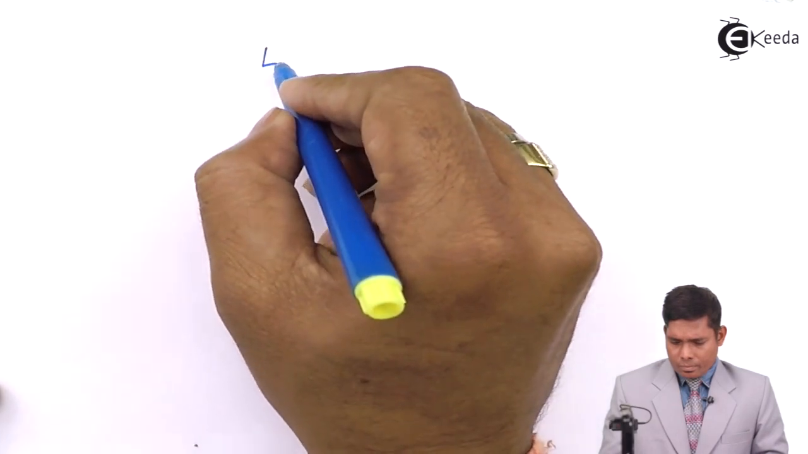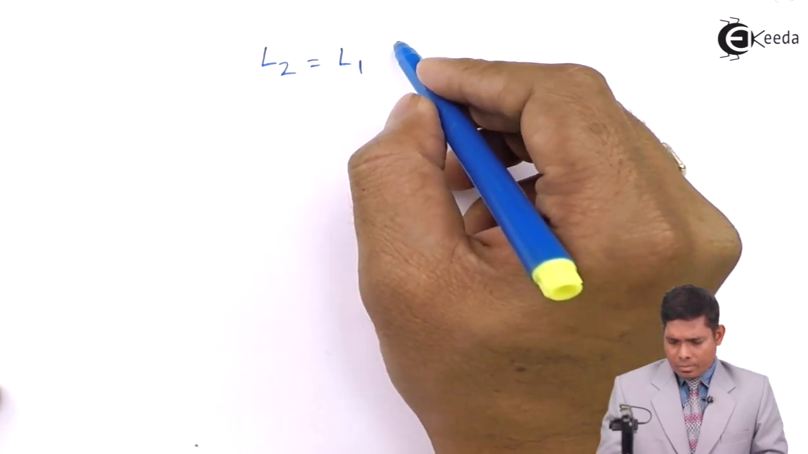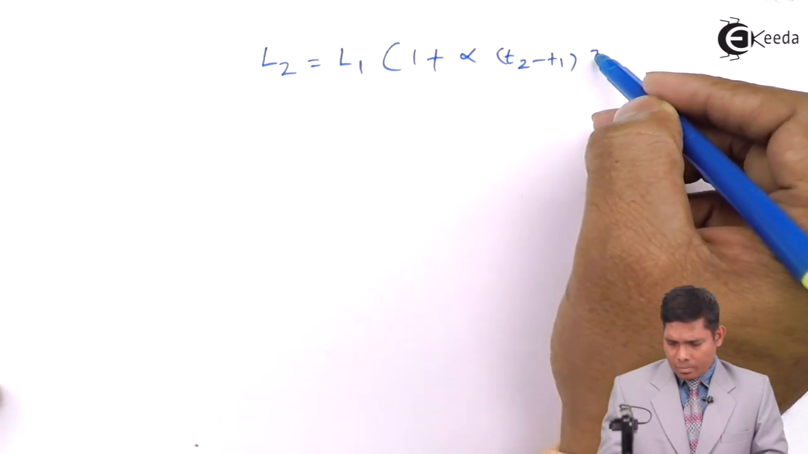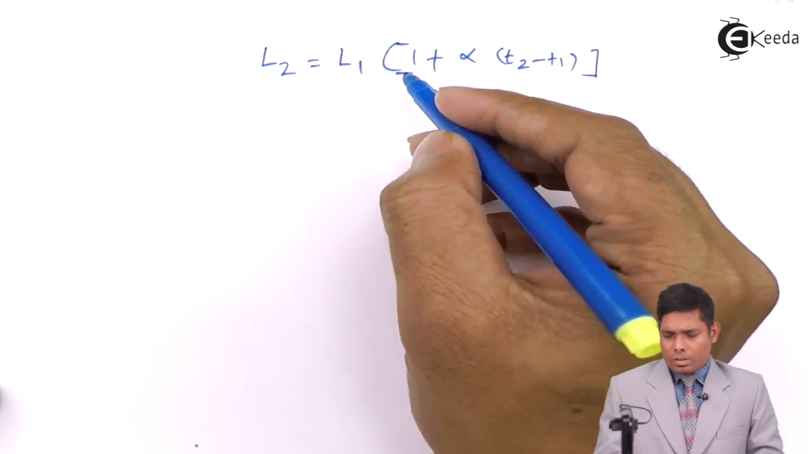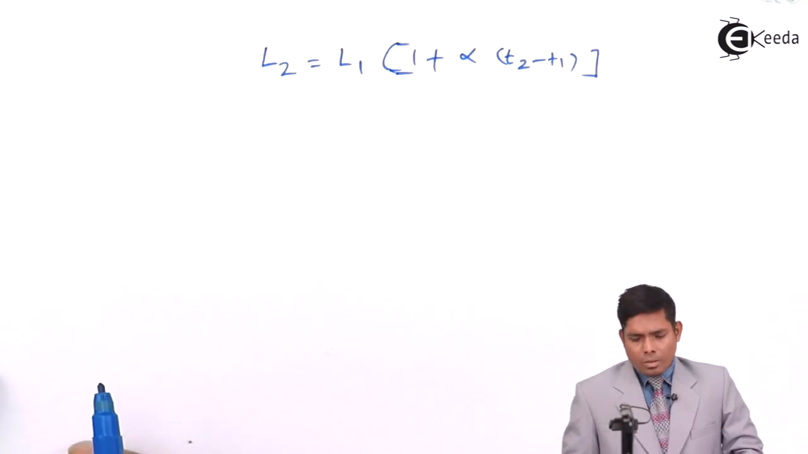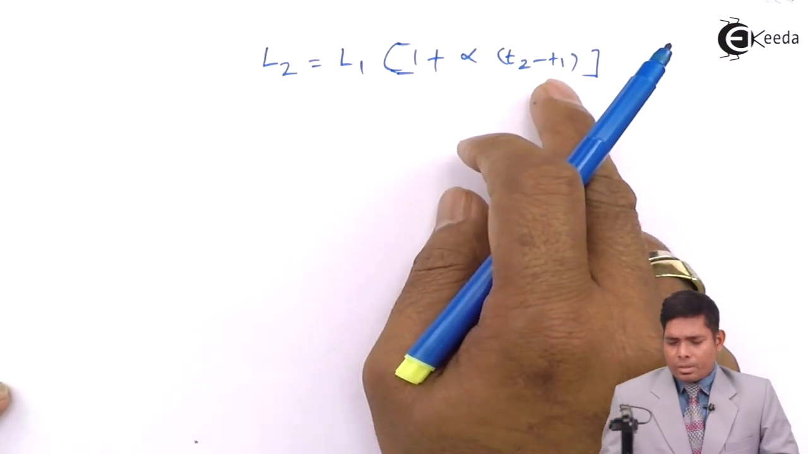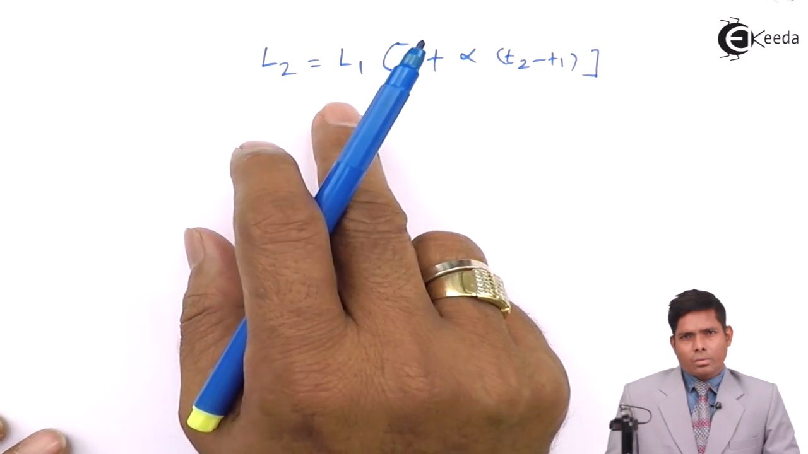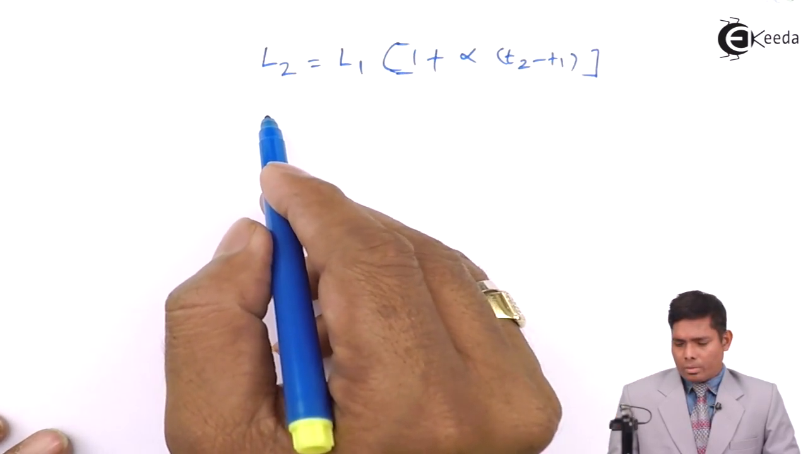Students will derive one relation, that is L2 equals to... this relation we want to derive. Now, what is the meaning of this? In the last case we discussed the length of a rod.